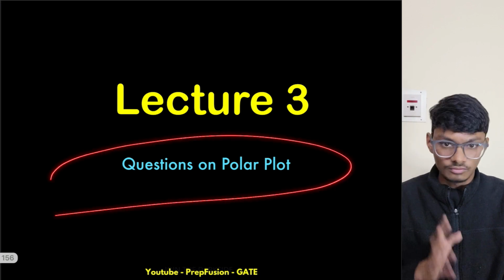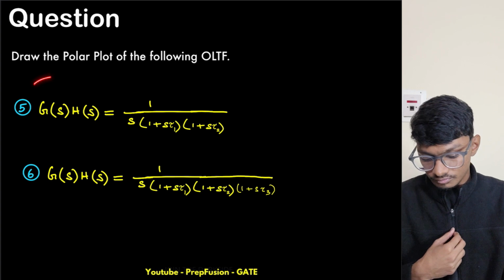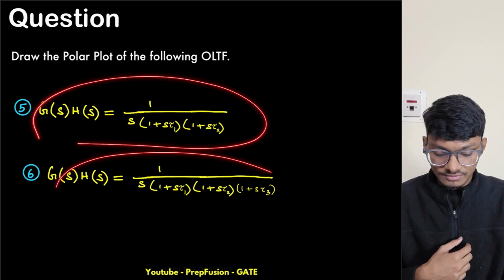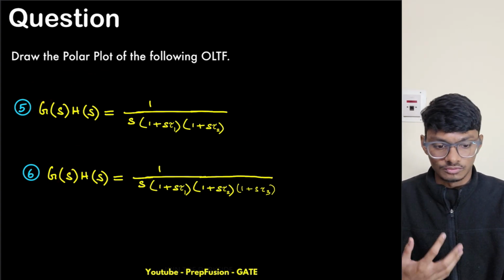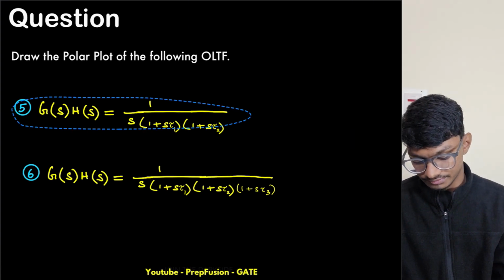In lecture 3 mainly we'll solve questions. We'll do a few more polar plots. We have to draw the polar plot for the following OLTFs. These were the homeworks from the previous lecture, so we'll solve them now here. What is the first OLTF? The first OLTF is this one.